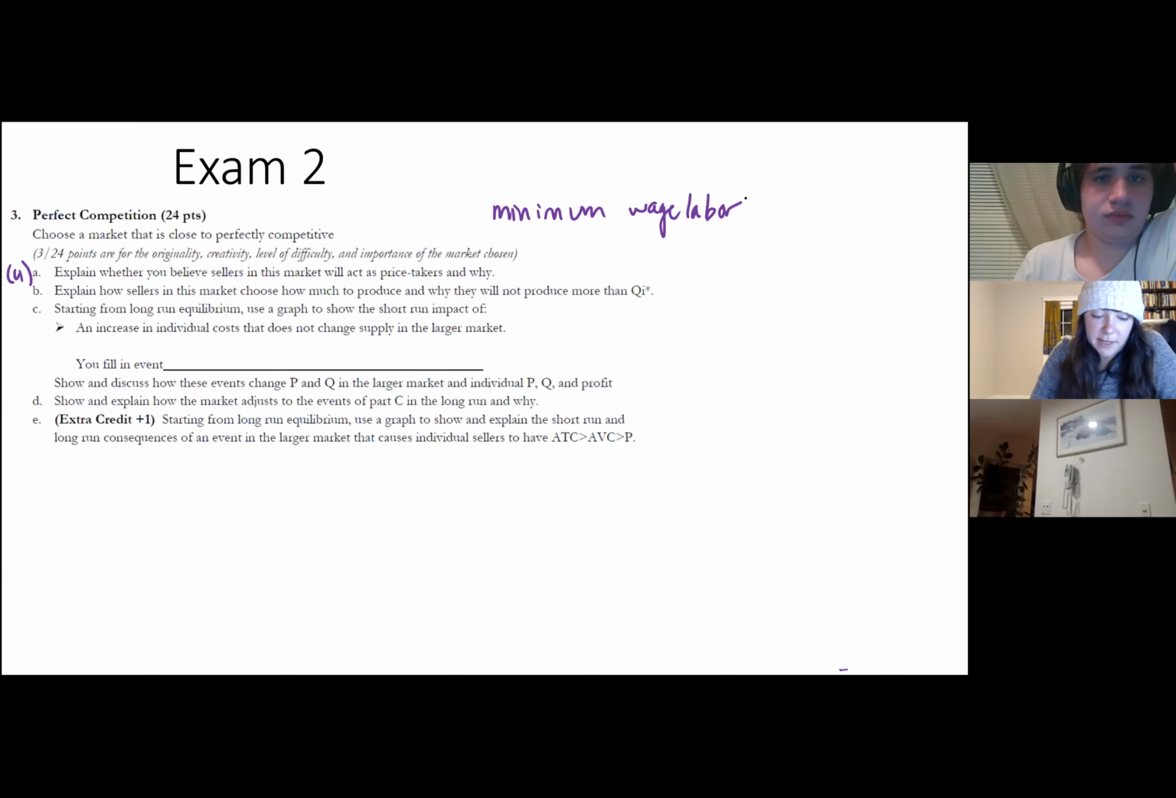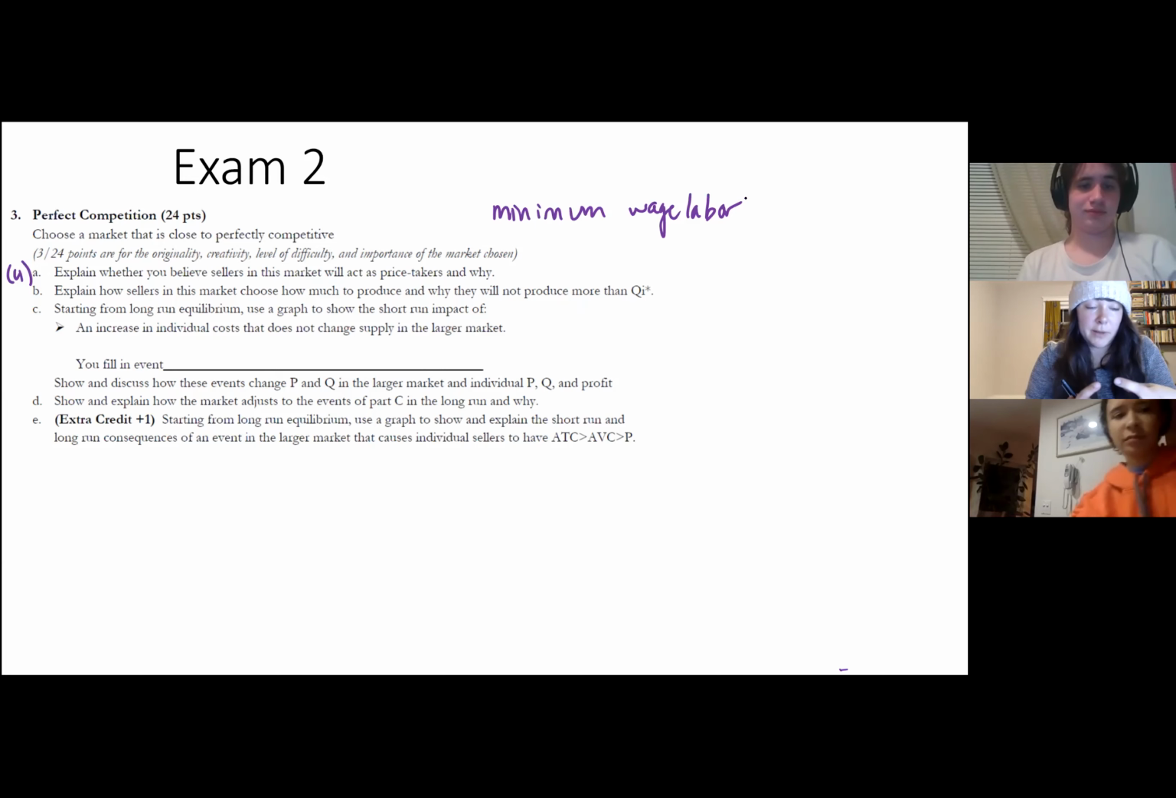Explain whether you believe sellers in this market will act as price takers and why. This should be something about the fact that the product is semi-identical. They don't have as many unique skills that would give them bargaining power. There's no barriers to getting in and out.